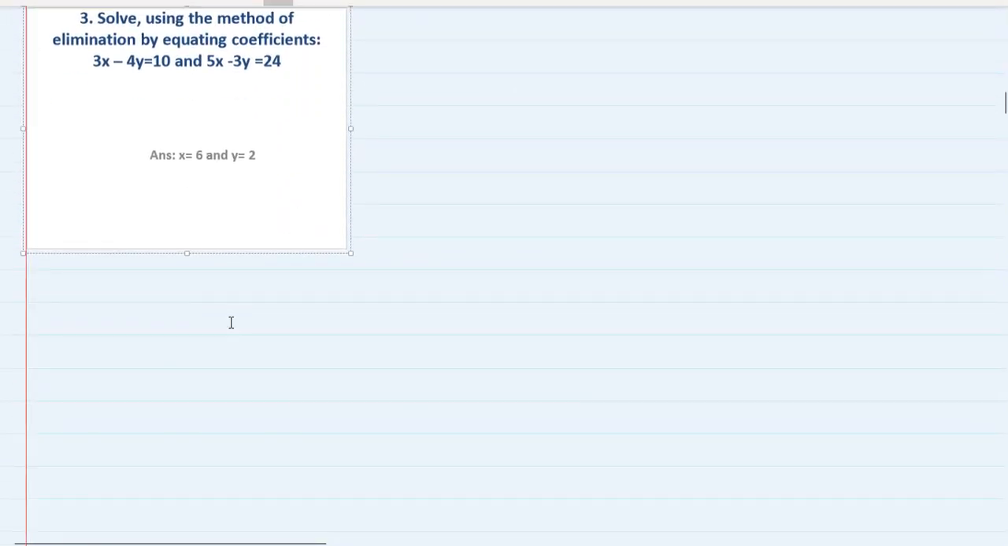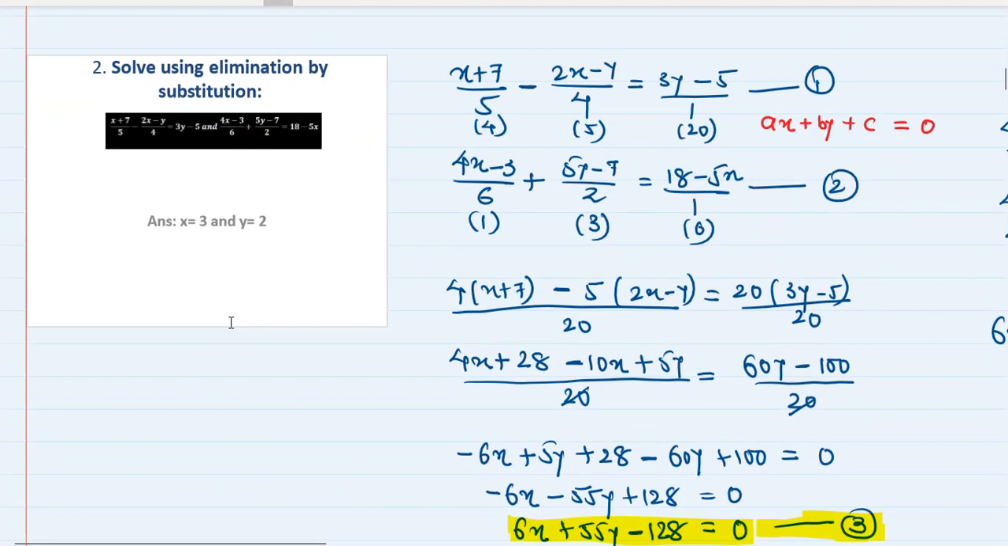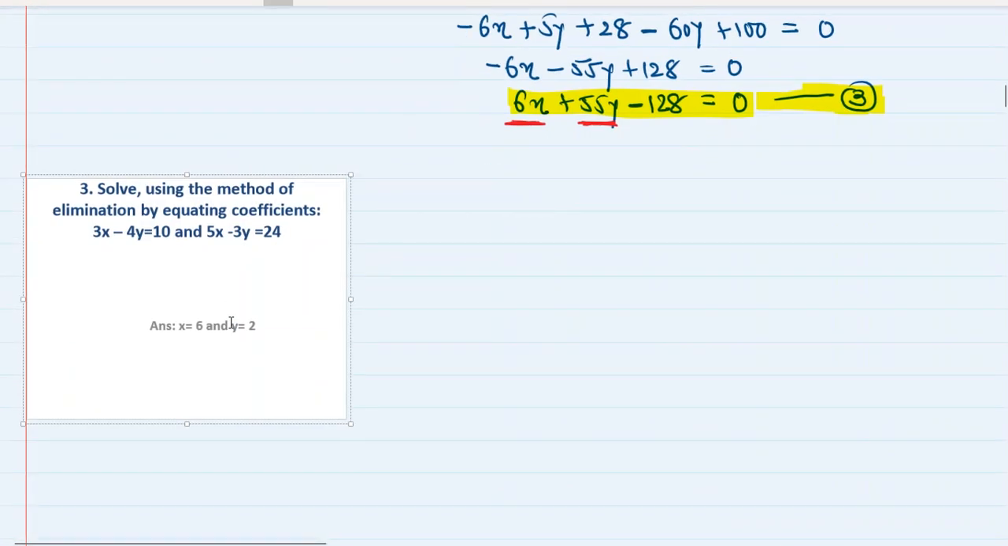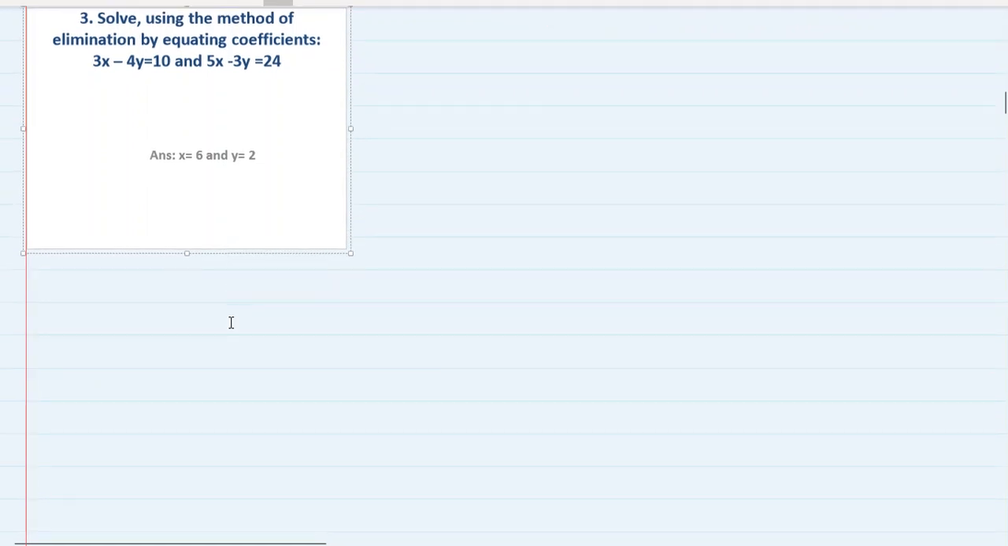Okay, elimination by equating coefficients. The first method was elimination by substitution. This is elimination by equating coefficients. Okay, let me talk about this method now.